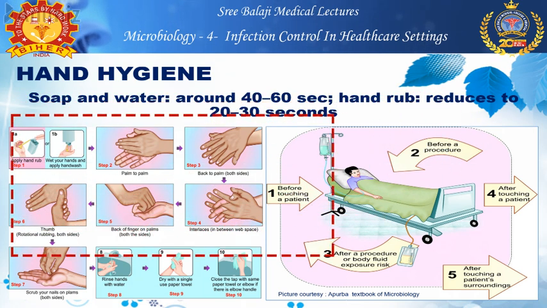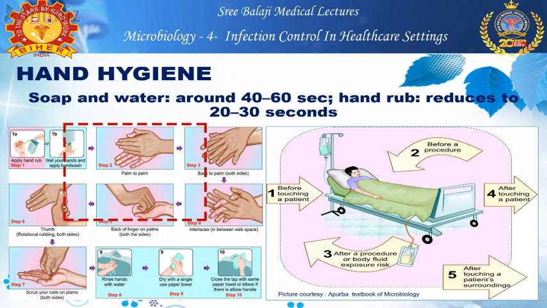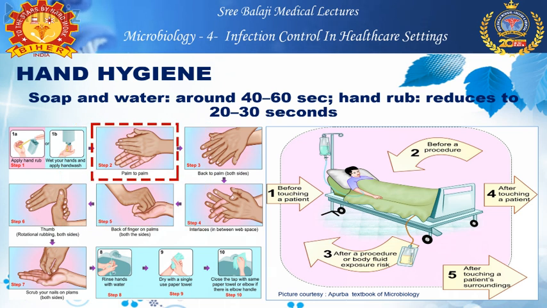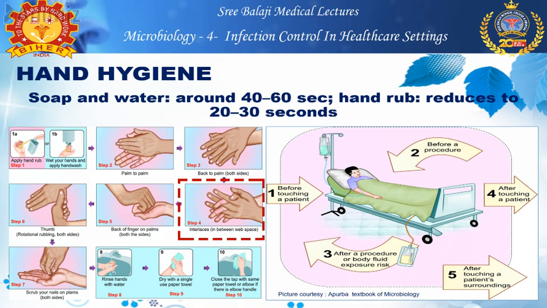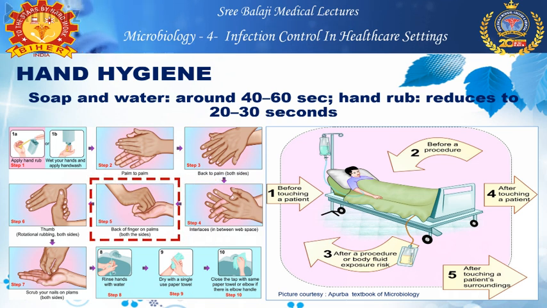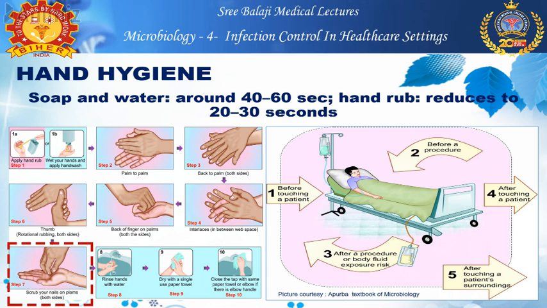So what are the various steps of hand hygiene? There are 6 steps which are given in the CDC as well as WHO guideline. So the first step includes palm to palm, and the second step is back of the palm on both sides, and the third step includes interlacing, the fourth step is interlocking on both sides, and then the fifth step includes thumb rotation of both sides, and the sixth step is scrubbing of your nails over the palms, on both hands. So these are the 6 steps which we have to do for an appropriate hand wash. The timing depends upon the product used.